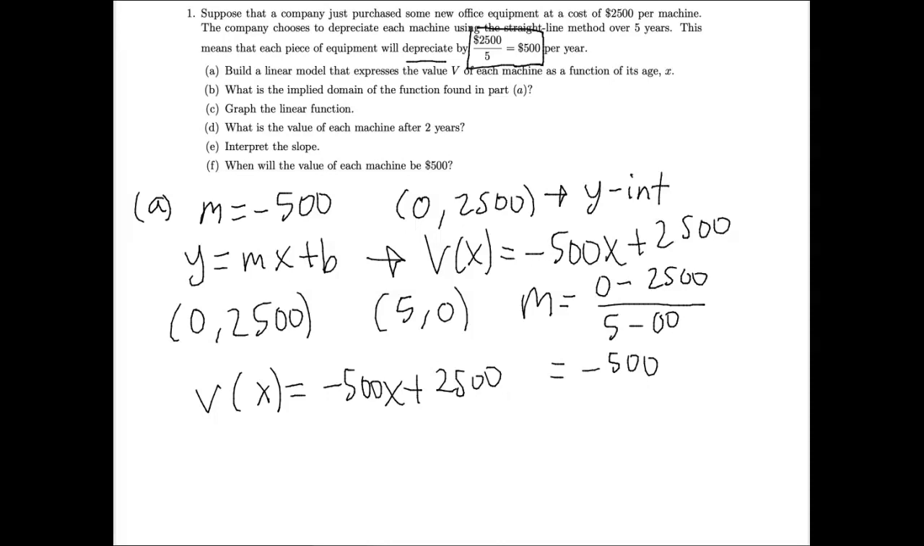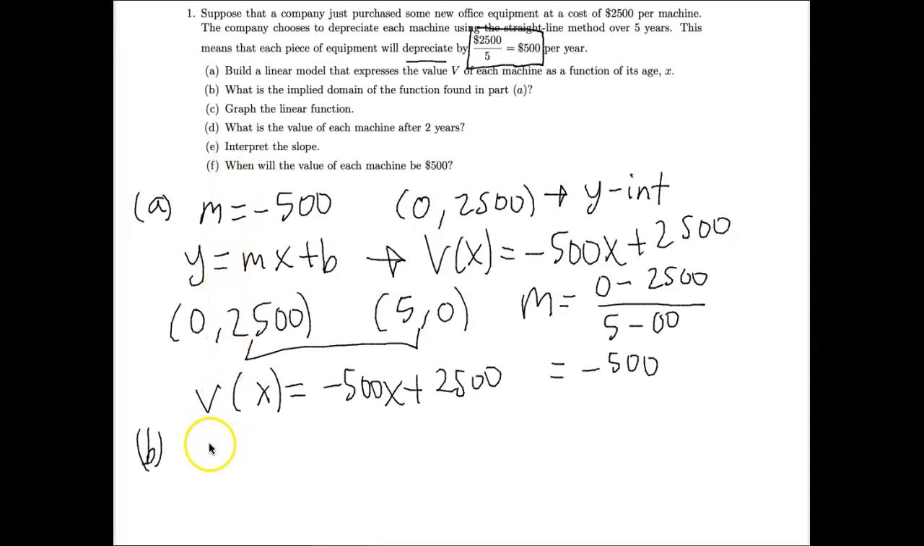So for part B, we want to find the domain of the function, and we want to be careful because we already know that the domain of a linear line is all real numbers, but we're not talking about just any linear line. We're talking about this linear line related to the problem. So maybe this is the benefit of looking at it in terms of these ordered pairs. If it's going to be year 6, the value of the equipment is negative money. That doesn't have any meaning.